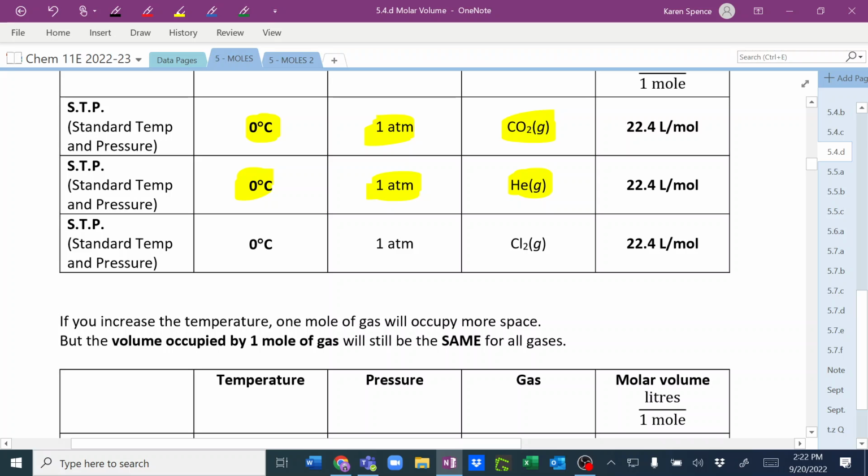And if you have 1 mole of chlorine gas at 0 degrees Celsius and 1 atmosphere, what is the volume? 22.4. And what if I gave you 2 moles of oxygen gas? How much volume would it occupy at STP? 44.8, okay? Yeah, very good.